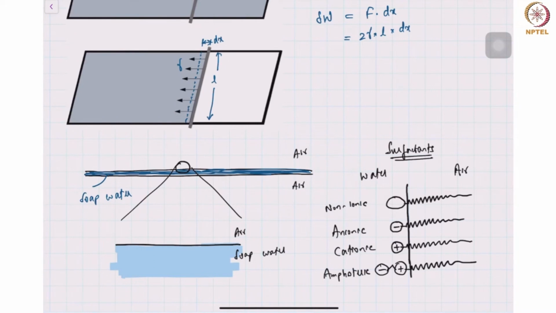If you have charges on them, you can even subject them to electric fields, and the interface stresses would be different on the surface. Now if I were to use these surfactants and ask what is happening to them on the surface, we see that there is a head which likes water and a tail which does not like water.